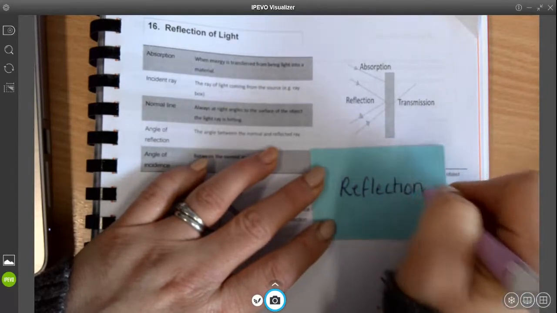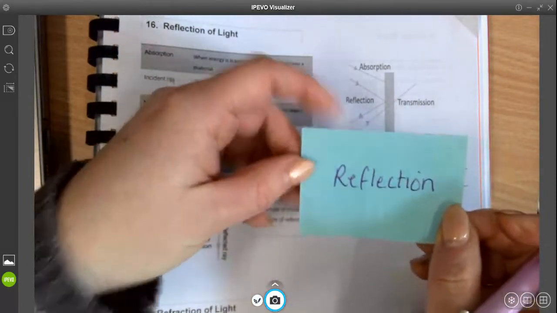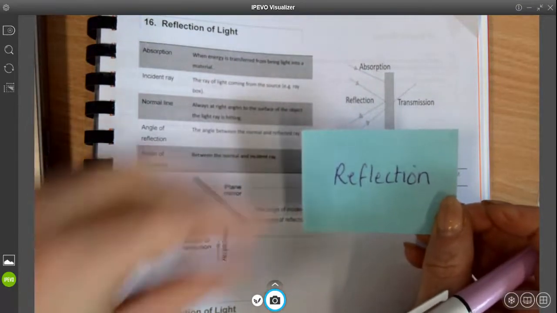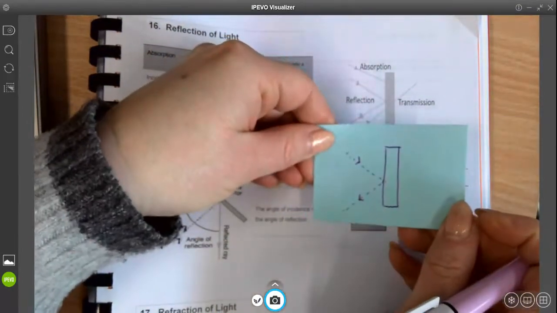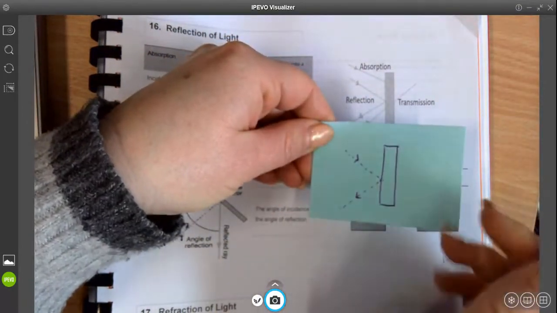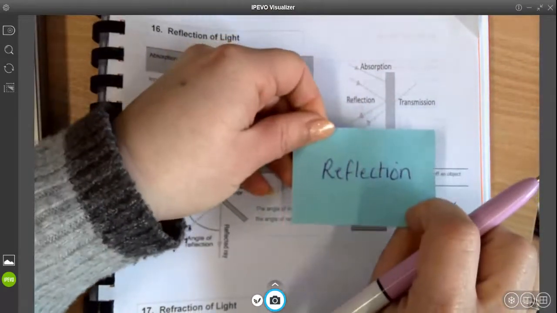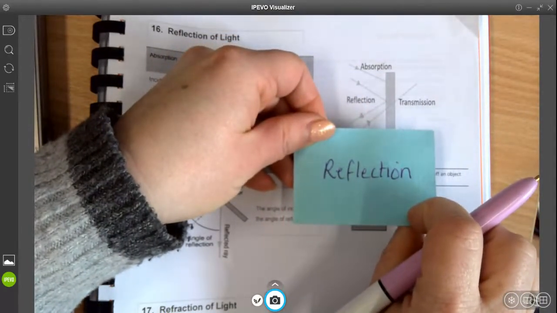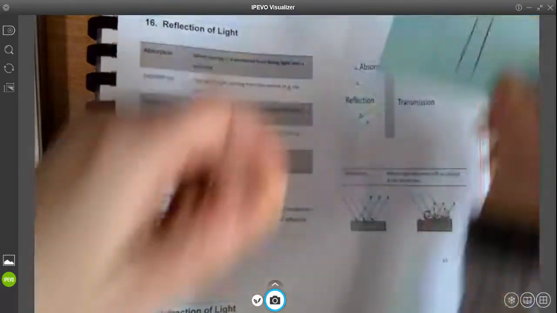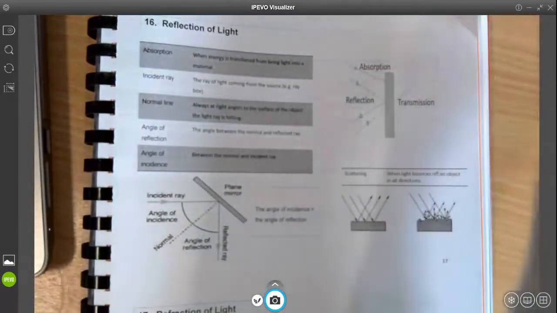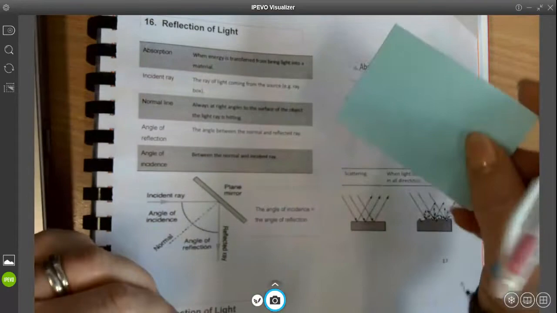So this now is a card I could use either way. I could tell myself what reflection is and then I could turn it round, or I could look at the diagram and then turn it round once I've said that it's reflection and see that I'm correct. So I'm going to put this in my little pile of things that I am going to learn. So I've got another one here.